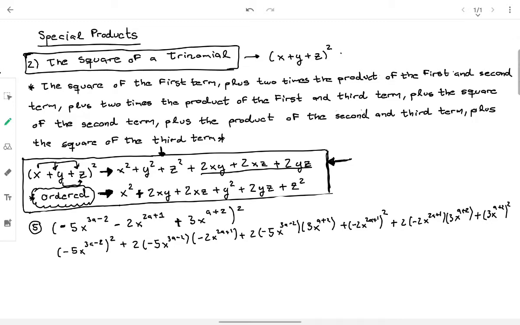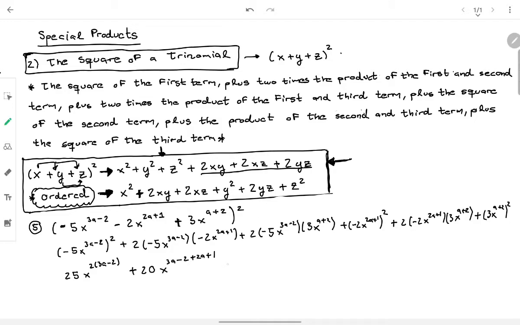It's only using the specific rule, and we will get minus squared, it's plus, so we will get 25, and it will be x. In this case, I will do it in 2 steps, so it's going to be 3a minus 2, but you can do it by mind. The next one is going to be plus, because it's plus multiplied by minus multiplied by minus. So it will be 20. It's going to be x to the 3a minus 2 plus 2a plus 1.